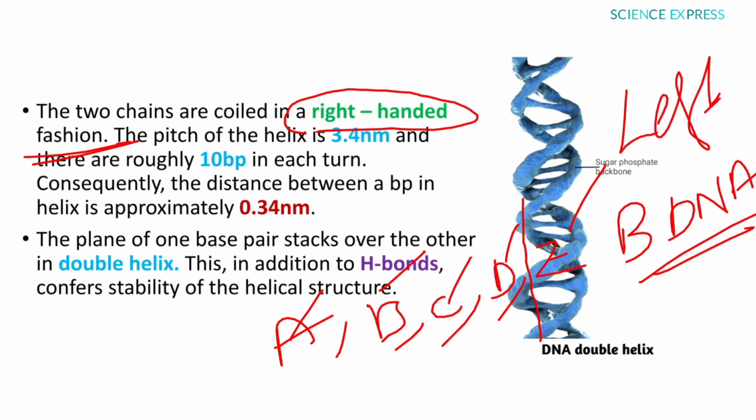Okay. The pitch of the helix is 3.4 nanometer and there are roughly 10 base pairs in each turn. Clear? So the pitch of the helix is about 3.4 nanometer, and roughly 10 base pairs are present in each turn. In the picture we can see that in DNA there are two grooves. That one is called the major groove and that portion is called the minor groove.